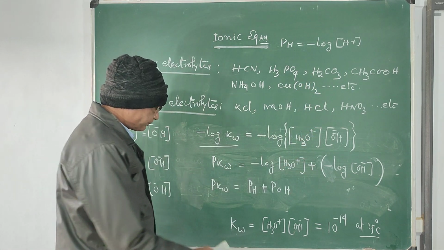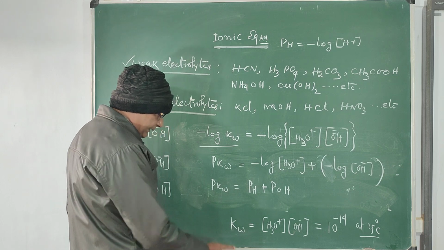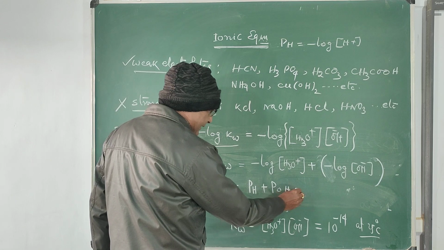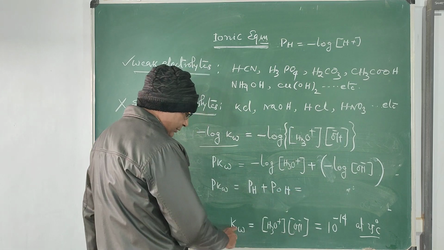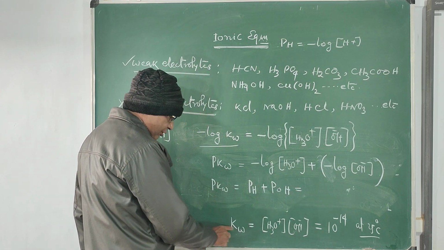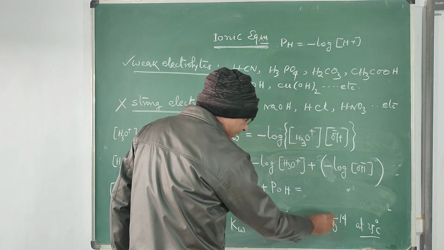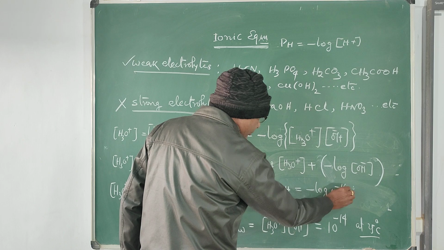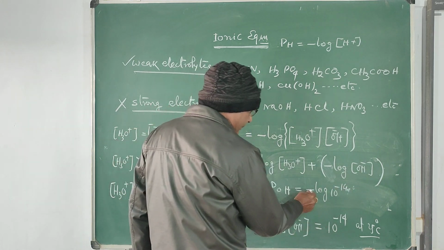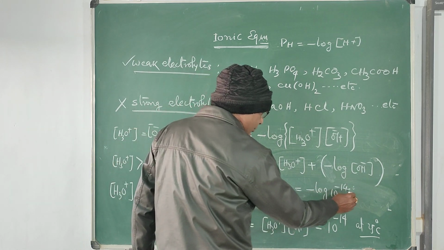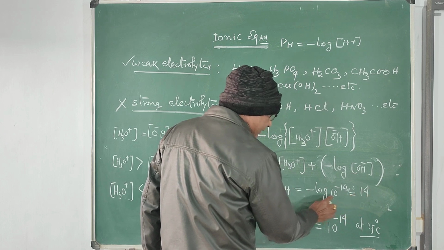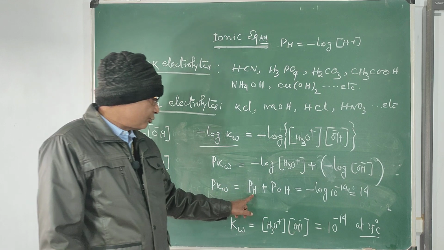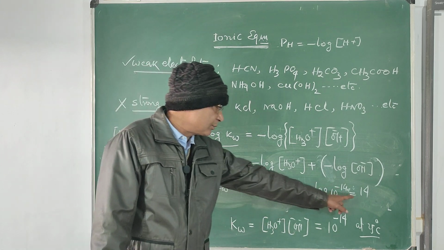Now see again, Kw equals 10 to the power minus 14. So if you write this further, minus log Kw equals minus log 10 to the power minus 14. This is equal to minus into minus 14, this is equal to 14, as log 10 is 1. So pKw equals pH plus pOH equals 14.